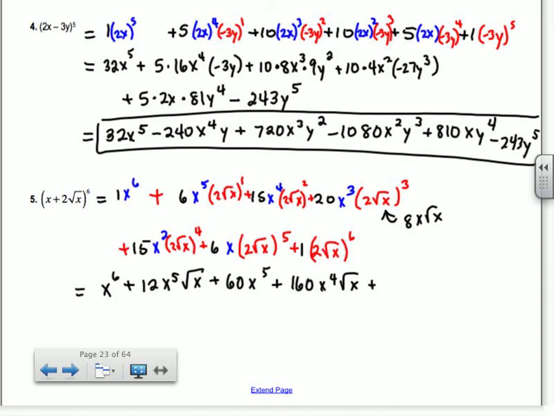Plus the next thing's going to be 16, right? 2 to the 4th is 16 times 15. So you're going to have 240. What about the x's? So you had x squared before, and then you have square root of x to the 4th. What's square root of x to the 4th? X squared, right? So x squared times x squared is x to the 4th.